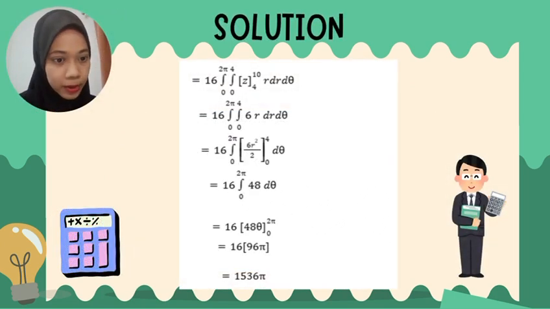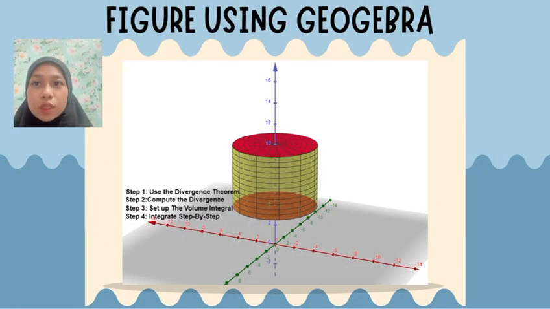And in our next step, we need to factor out the constant. Using the triple integral that we have, we need to integrate with respect to z, r, and theta and calculate. First, integrate dz, after that integrate dr, and lastly, integrate d theta. After that, multiply by 16 and we get the final answer, 1536 pi.